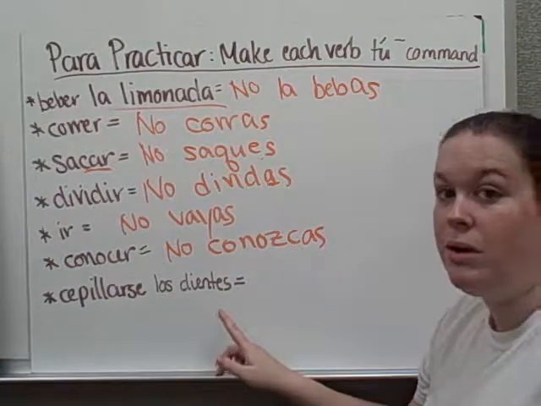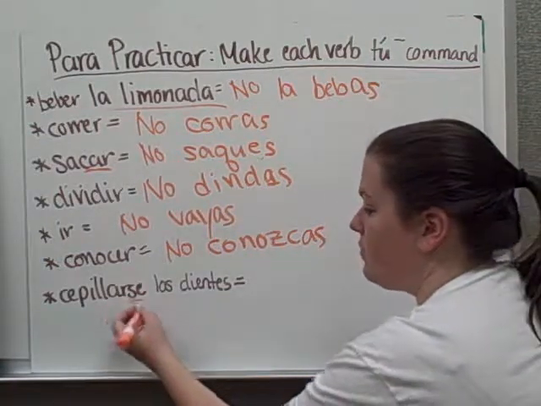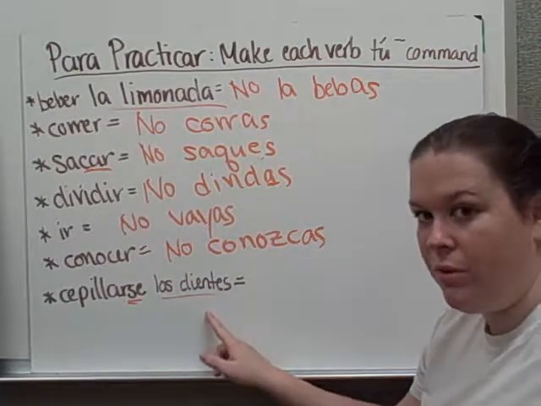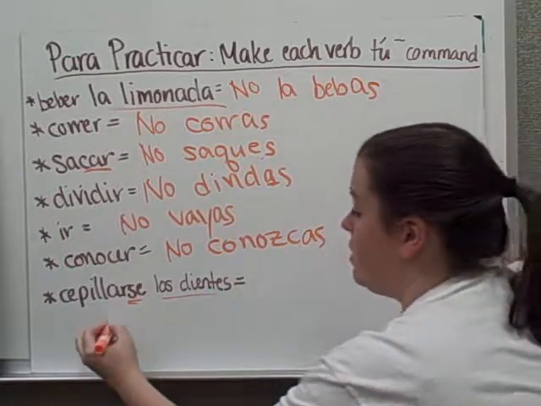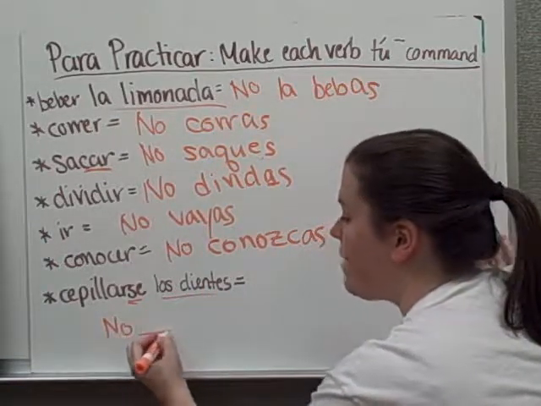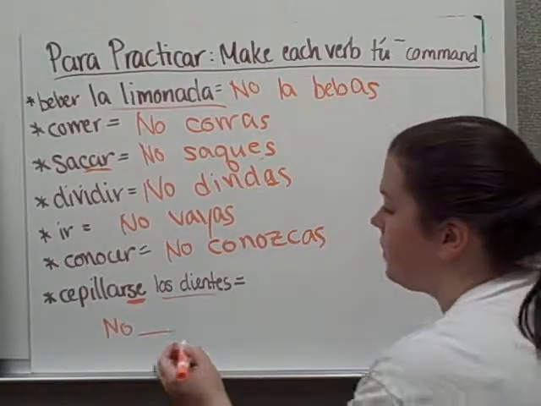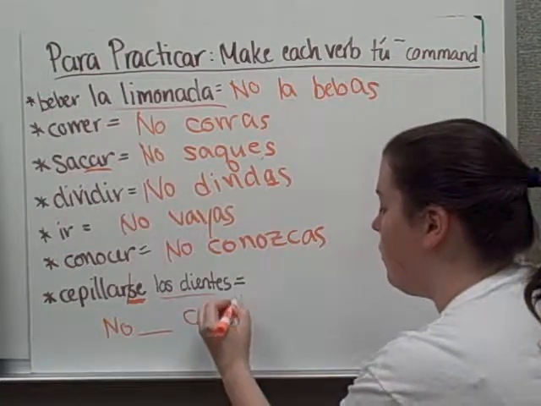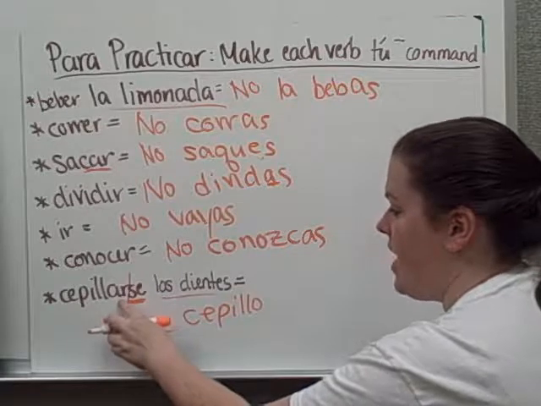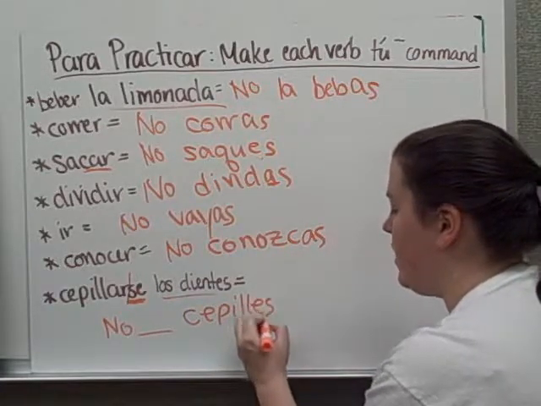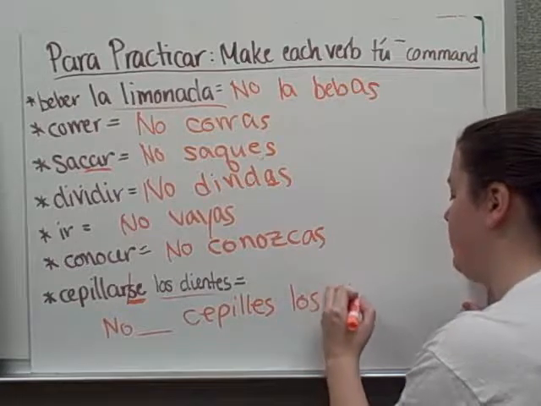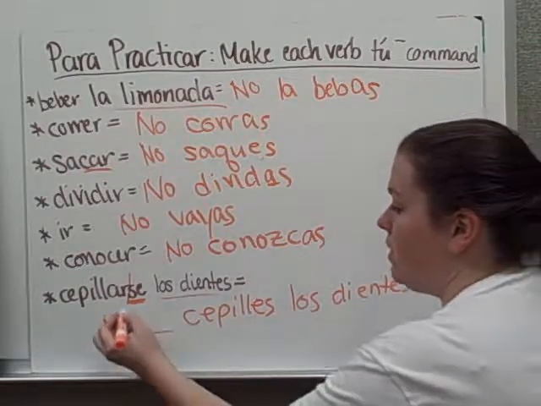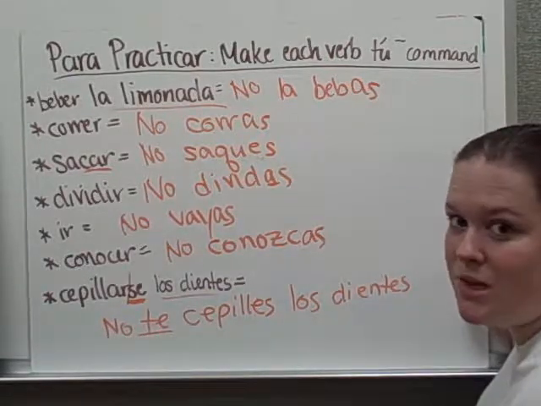And cepillarse los dientes, we got a couple things going on. There is a reflexive and also something else going on. So I'm going to write it not using an object pronoun because I don't want to be terribly confusing. We always need a no. We're going to come back to the reflexive later, okay? So now we're just left with cepillar. Cepillo, drop the O, and then instead of AS, we are going to make it ES, and then I'm going to just keep los dientes over here instead of making it an object pronoun. So that would be no, and then te, don't you brush your teeth, no te cepilles los dientes.